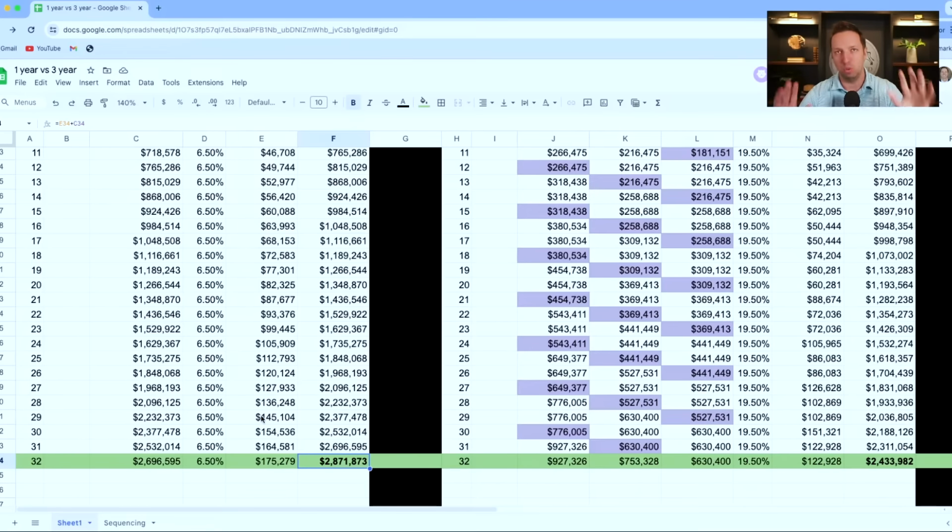This is exactly what you would expect. We are only showing the difference of yearly compounding versus 3-year compounding.